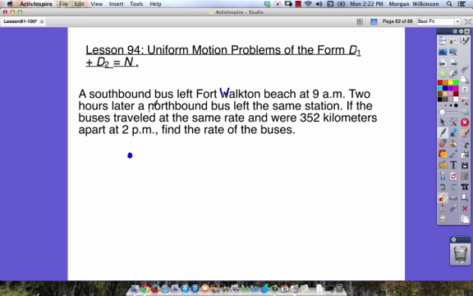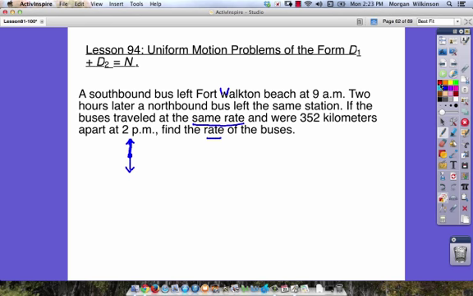So if we draw a picture of this, here's our starting point. This may be the bus station. We've got a southbound bus that's leaving Fort Walkton Beach at 9 a.m. So southbound. We'll draw a picture going south. Then, 2 hours later, a northbound bus left the same station. So it left the same station going northbound. So, we're going north now for our second bus, and it says if the buses traveled at the same rate, that's important here, the same rate, and we're 352 kilometers apart at 2 p.m., find the rate of the buses. So that's what we have to find. They're both the same, and we have to find out what it's equal to.